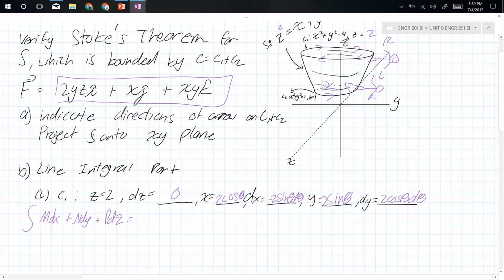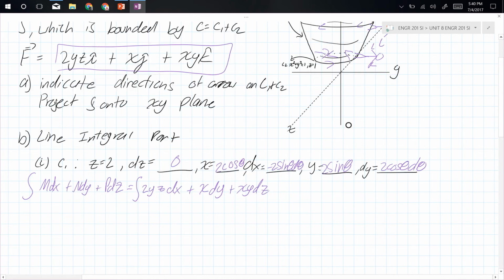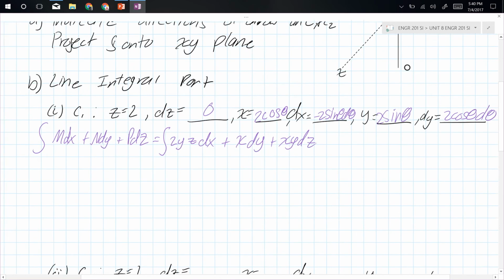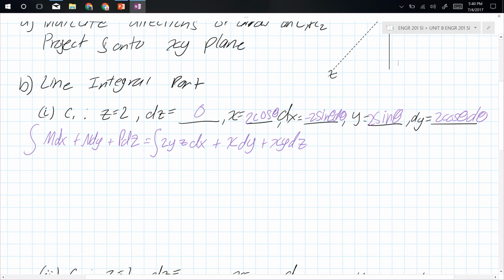So you can say it's equal to the integral of 2yz dx plus x dy plus xy dz. Now we substitute, and this prompts us to do it all in terms of theta. So we go ahead and substitute everything into the integral in terms of theta. This part right here will go to 0 since dz equals 0. Then we plug in for 2yz and dx.